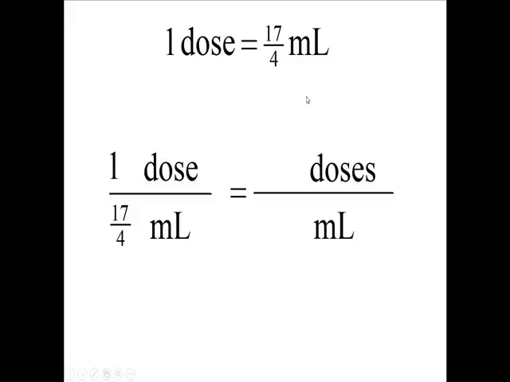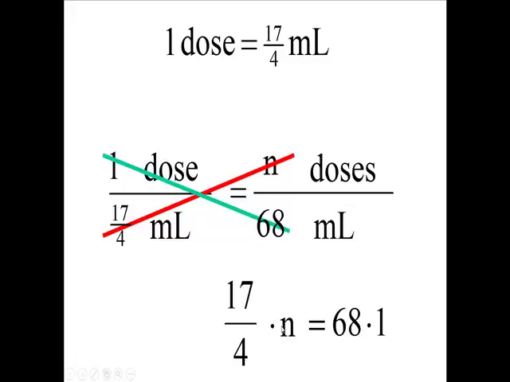Do you remember I told you don't forget about the 68 milliliters? We want to know how many doses for 68 what? Milliliters, okay? Now this is a proportion, and what do we do with proportions? We cross multiply. We say 1 times 68 is n times 17/4. So 17/4 n will be 1 times 68. And that's what we're going to write here. 17/4 times n, the red ones here, equals the green ones here.